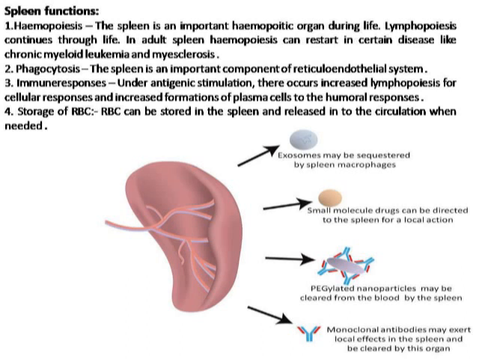under antigenic stimulation, lymphopoiesis takes place for cellular responses and increased formation of plasma cells for the humoral responses. And RBCs can be stored in the spleen and released into the circulation when needed. Okay.